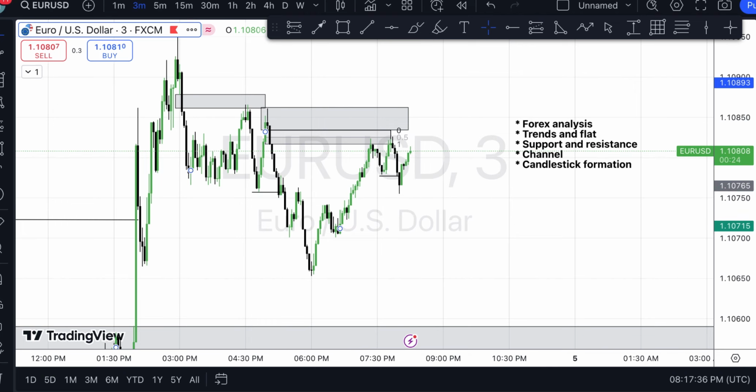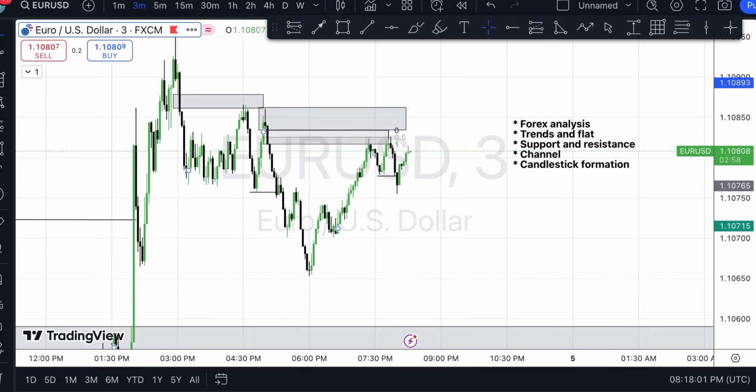So the last one on this list, we have support and resistance. Levels where price historically tends to stall or reverse, providing insight into potential entry and exit points. So let me say it again. Support and resistance are levels where price historically tends to stall or reverse, providing insight into potential entry and exit.